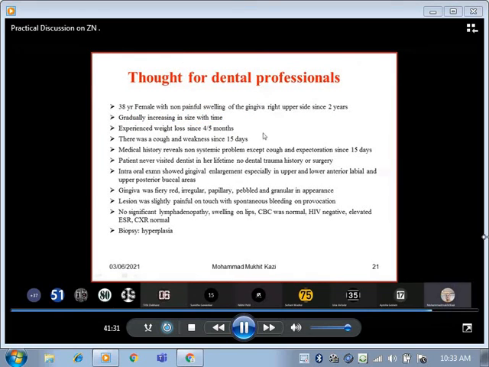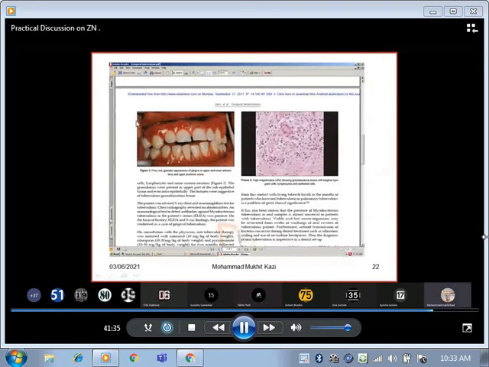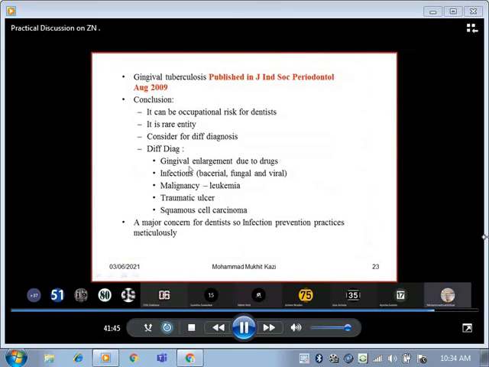Thought for the dental professional. I have shown you this slide. I know that now. I am not going to repeat it. Okay. This is the gingival tuberculosis. It might need differential diagnosis with gingivitis caused by mechanical injury or with chronic periodontitis, and that has to be taken care of. Okay, this we have discussed.